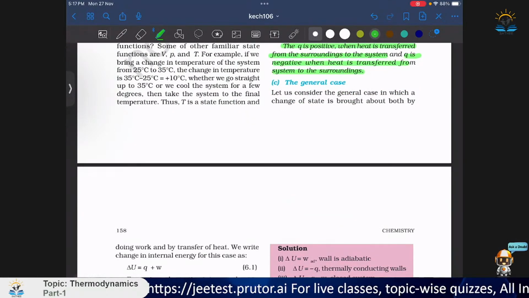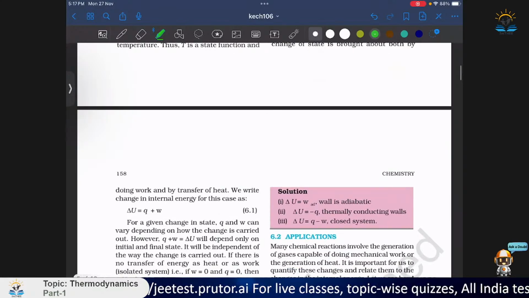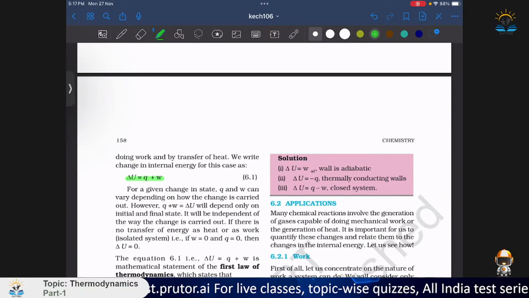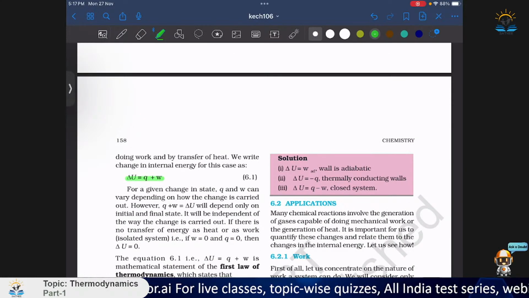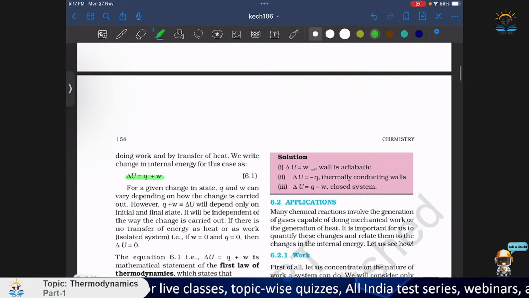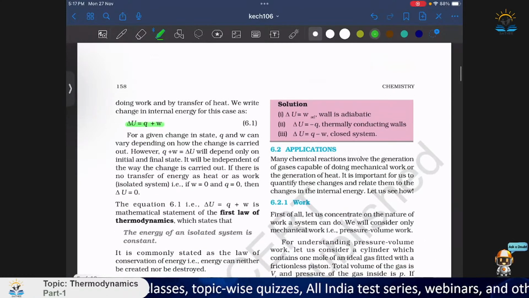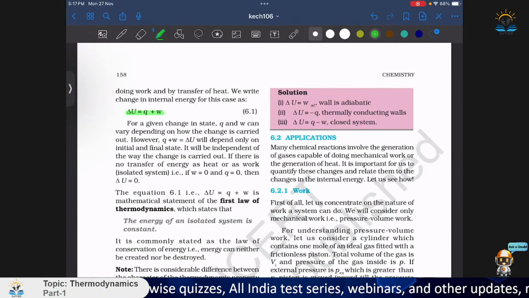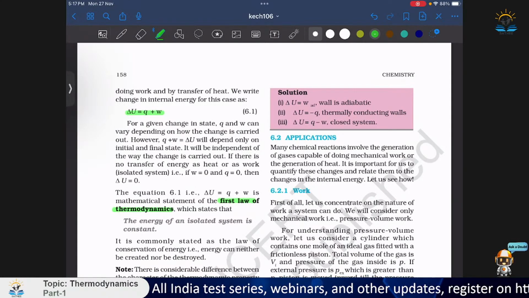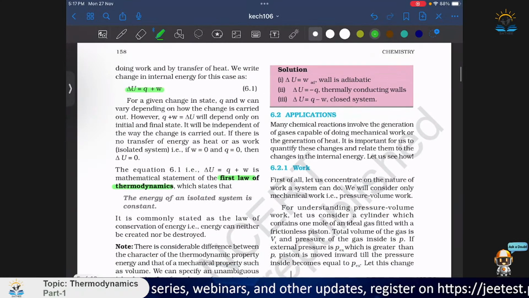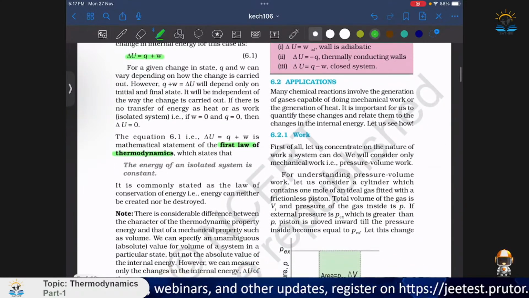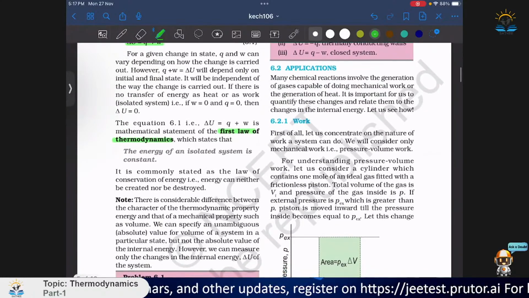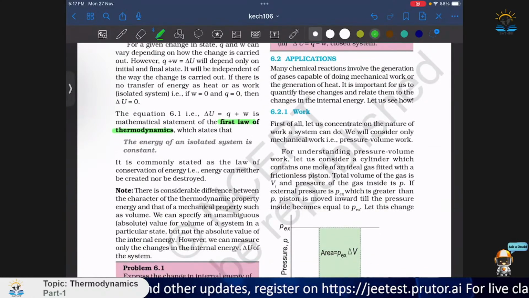So in the general case, the change in internal energy is equal to the sum of heat transferred and work done. Both of these you add with appropriate signs, and you get this equation, which is known as the first law of thermodynamics. It states that the energy of an isolated system is constant. You can only change this energy by transferring energy or heat from the surroundings.